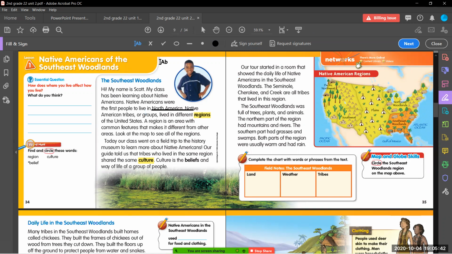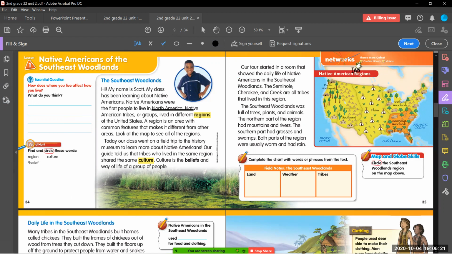So Lesson 1 is about Native Americans of the Southeast Woodlands. Now our essential question, how does where you live affect how you live? What do you think? So think about when you live in a certain place, what things about that place might change the way you live compared to if you were living in a different area. And then down here for the word hunt, find and circle the words region, culture, and belief. And you'll find all of those on this page.